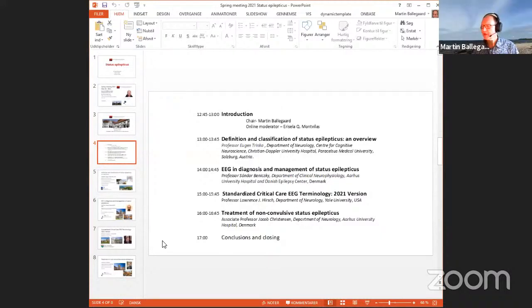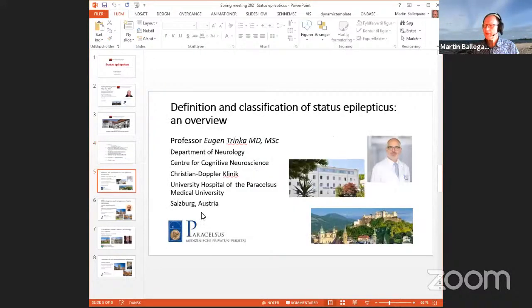Thank you very much. I will give a short introduction to each of the four speakers, and after this we will start the sessions. We have been lucky to get very prominent speakers who are epileptologists, each focusing on their topic today. First, Professor Eugen Trinker from the Christian Doppler Clinic in Salzburg, Austria, will take us through the definition and classification of status epilepticus.